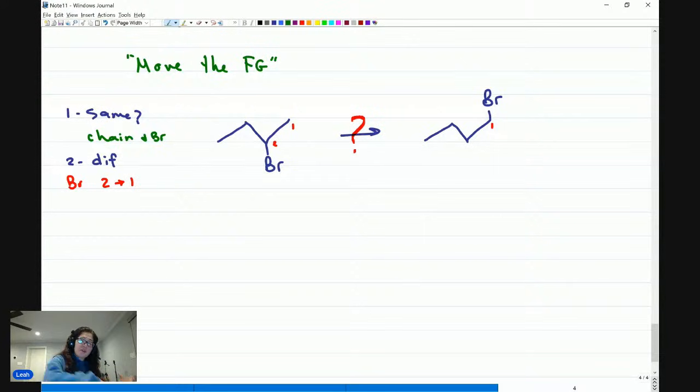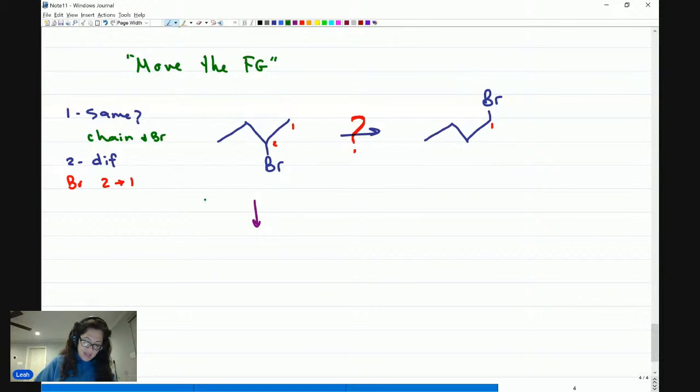I need to take the functional group off. And I know bromine is a substituent, not a functional group, but we're going to call it functional group for now. I need to take the substituent off and then put it back on. That is the pattern. That is how you move it. And the way you take it off is elimination. So the first thing I'm going to do is eliminate to get bromine removed.